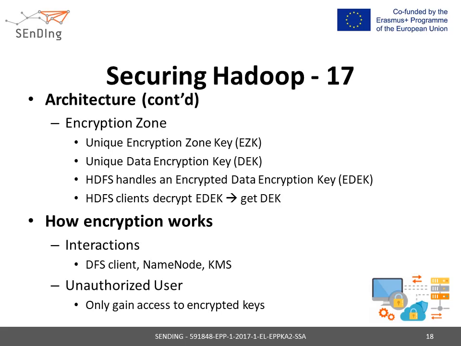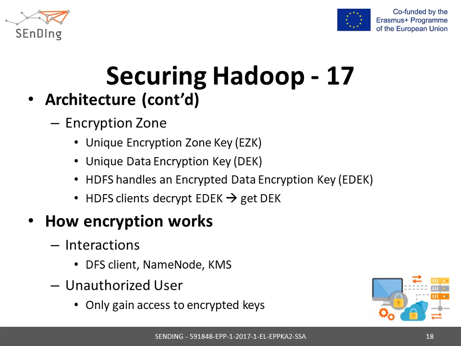When creating a new file in an encryption zone, the name node asks the KMS to generate a new EDEK encrypted with the encryption zone's key. The EDEK is then stored persistently as part of the file's metadata on the name node.